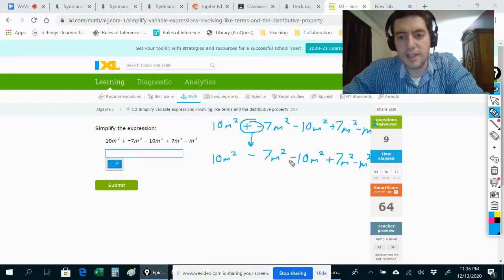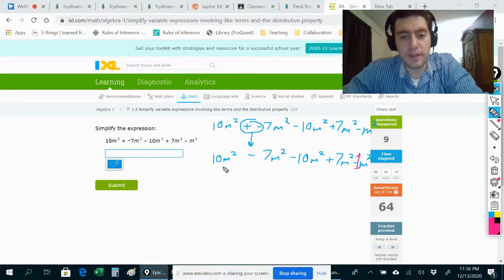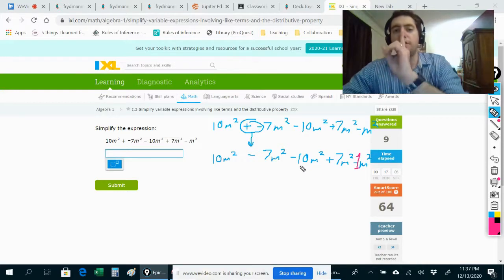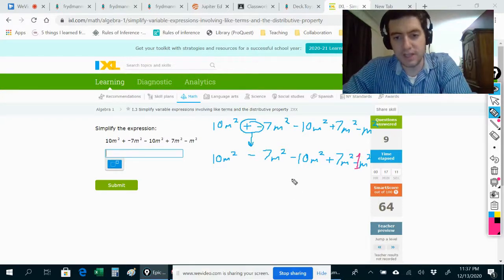Okay, and everything here is m to the second power. So here's something important. If you do not see a coefficient in front of the variable, then it is 1. So this one over here, we can just draw a 1 in there. And then let's see, 10 minus 7 is 3. 3 minus 10, now careful, 10 minus 3 would be 7, but 3 minus 10 would be negative 7.